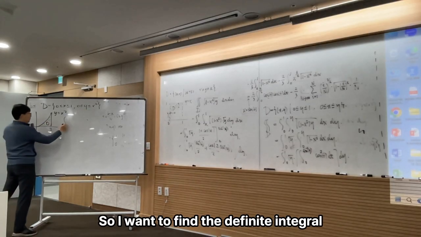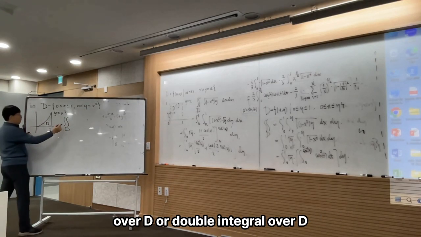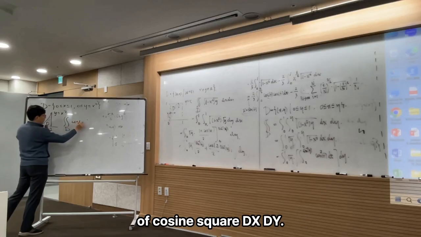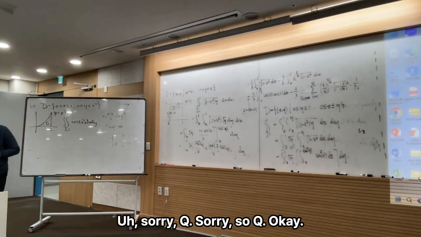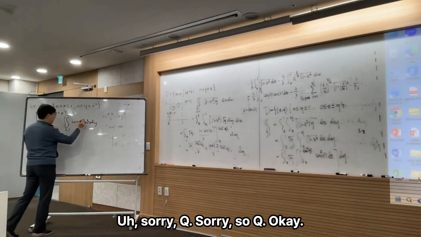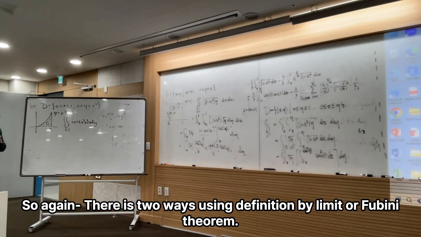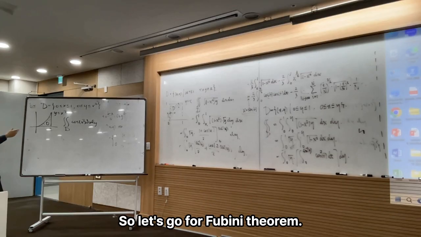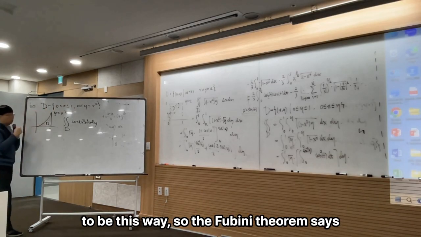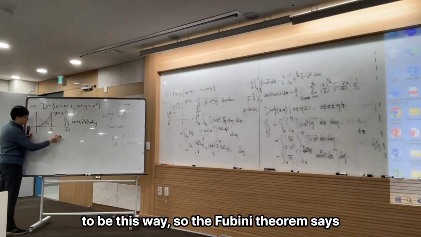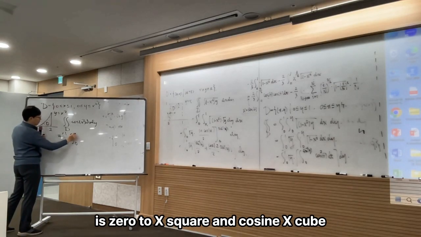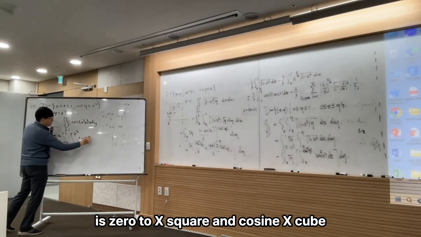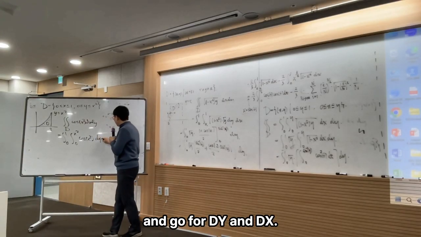So I want to find the definite integral over D, or double integral over D, of cosine x cubed dx dy. Sorry, x cubed. So how do we do that? Again, there are two ways, using the definition by limit or Fubini's theorem. So let's go for Fubini's theorem. Since we already expressed D this way, Fubini's theorem says that first x is from 0 to 1, and next y is from 0 to x squared, and cosine x cubed, and go for dy and dx.